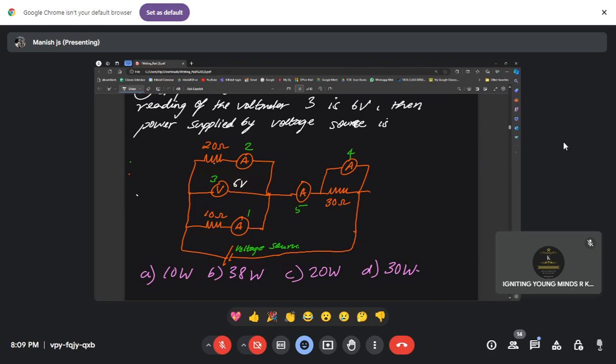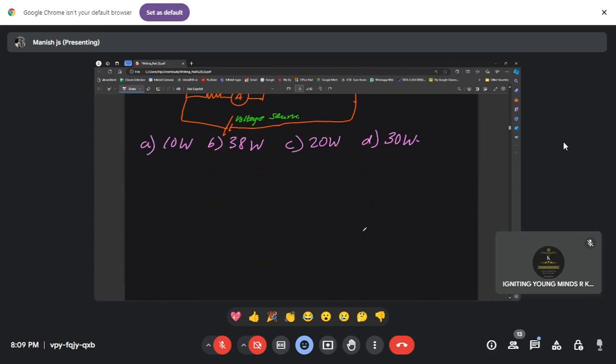Can't we understand that the potential in parallel combination is always the same, right? As per the rule, the potential of components in parallel combination is the same for all of them. So across 20 ohms, the potential is 6 volts. Across 10 ohms, the potential is also going to be 6 volts. You understand that? So we make use of that relationship. So the current passing through 20 ohms will be, I'll just write it down.